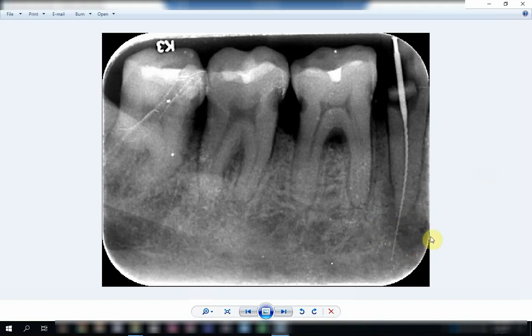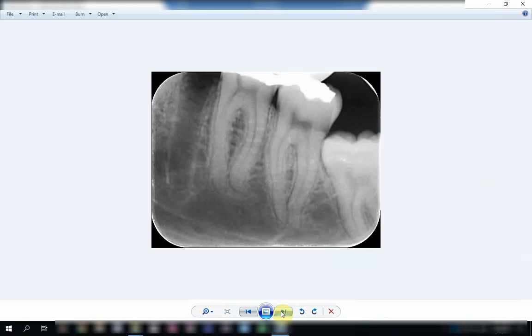But how can we differentiate the mental foramen from pathology? Our reference is the PDL. Ballooning or increase in the size of the PDL, it is no more homogeneous or equal in size. It means that the radiolucency we're seeing here is related to the tooth. It is not related to the mental foramen. Of course, this should be combined with the clinical examination and the history of the patient.